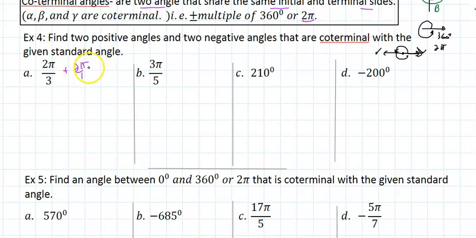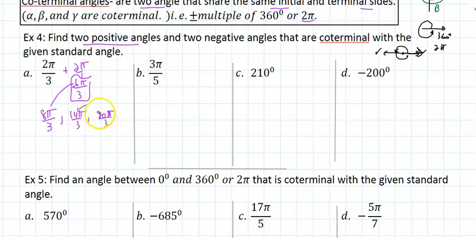Wouldn't that be the equivalent of 3 multiplied by 3 top and bottom, 6 pi over 3? If I take 2 pi over 3 and add 6 pi over 3, isn't that 8 pi over 3? That's coterminal. And if I add another 6, because that's another 2 pi, that will be 14 pi over 3. I could find as many positives as I like. I could add another 6, 20 pi over 3. But I only need 2 positives, so any 2 will do.